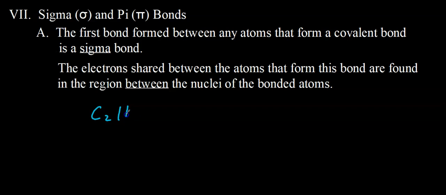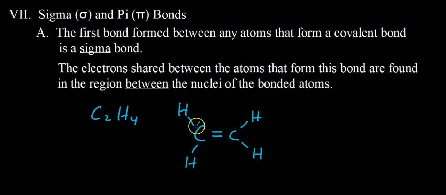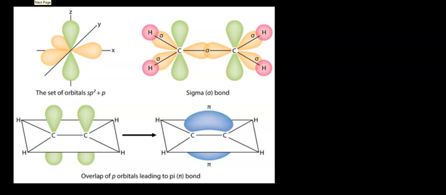That molecule is C2H4. So go ahead and pause the video and draw the Lewis structure for C2H4. Do that now, please. Here's that Lewis structure. We have a double bond between two carbons. We have single bonds between carbons and hydrogen. So let's take a look at what's going on in this situation.